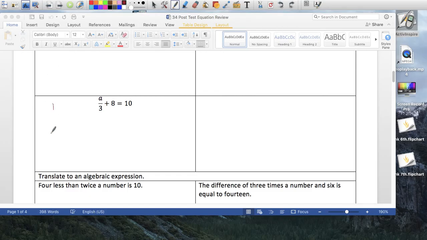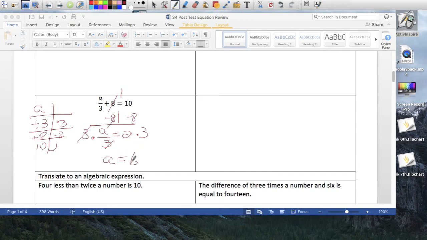Over here, again, if you want to make your story, a over 3 plus 8 equals 10, which is going to be minus 8 times 3. So here's my line, minus 8, minus 8. 10 minus 8 is 2, a over 3. And then we're going to multiply by 3, multiply by 3. 3 and 3 cancel. A equals 2 times 3, which is 6. I can check this. So it becomes 6 over 3 plus 8 equals 10. 6 over 3 is 2 plus 8 equals 10. And 2 plus 8, 10 equals 10. I know I'm good.